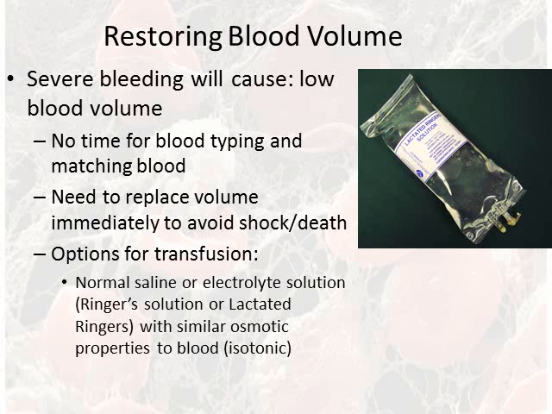And lastly, if we do have a bleed, lots of bleeding, then we lose lots of blood. The number one concern is not oxygen. The number one concern is blood pressure. If we have really low blood volume because of losing a lot of blood, the number one concern is getting blood volume back up. So there's no time to figure out what kind of blood they need, no time to match the blood. They just need to get volume back up so blood pressure can be restored.